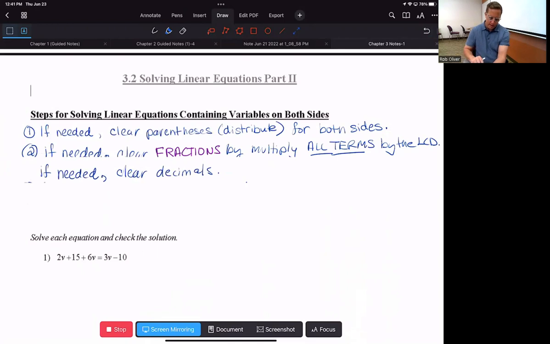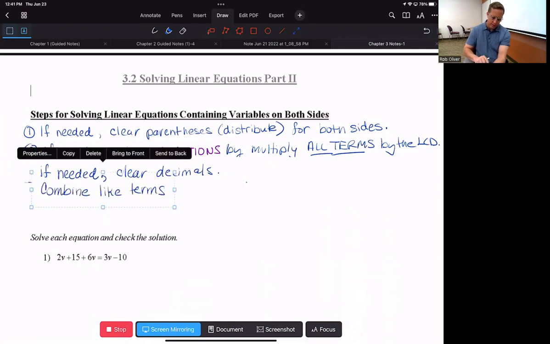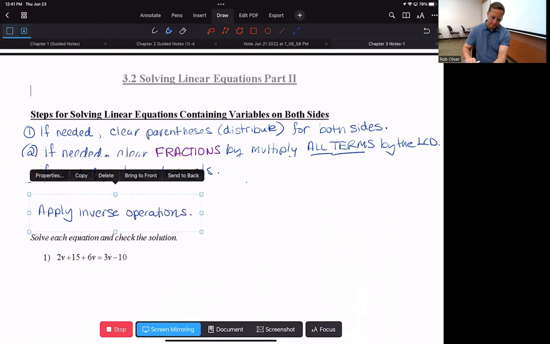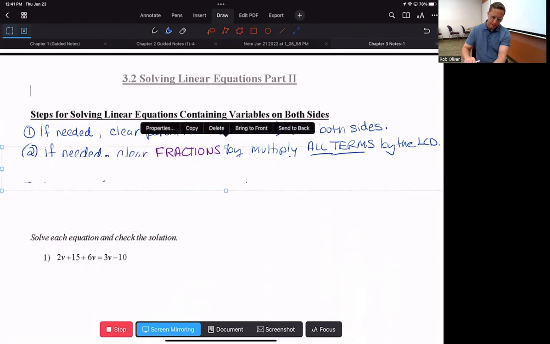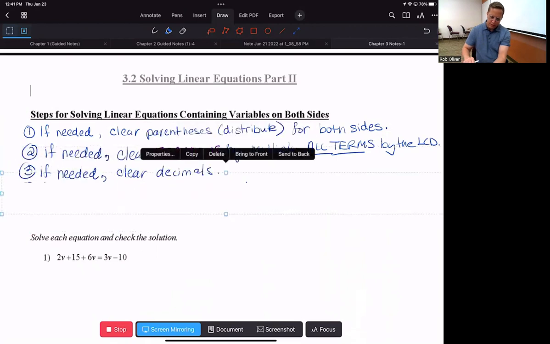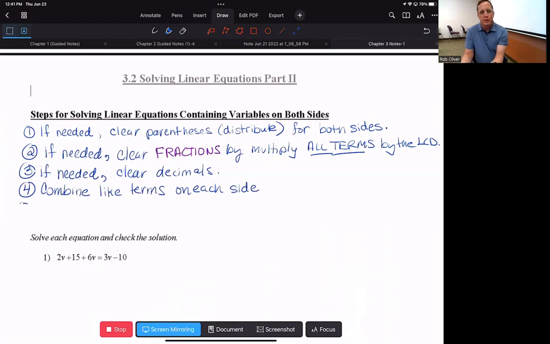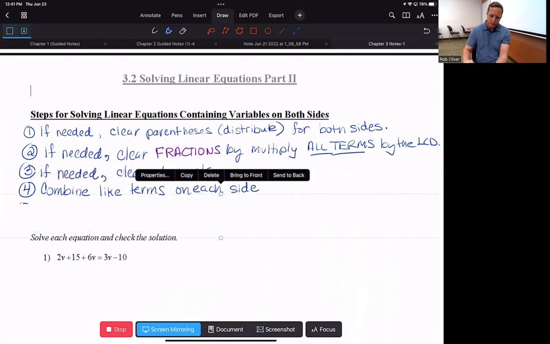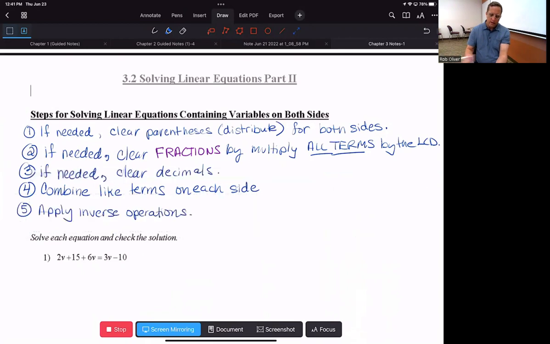Then I'm going to go ahead and uncover all this. I'm trying to be clever there, and it didn't really work. But number 3, if needed, clear decimals. Number 4, combine like terms on each side. And number 5, apply inverse operations.